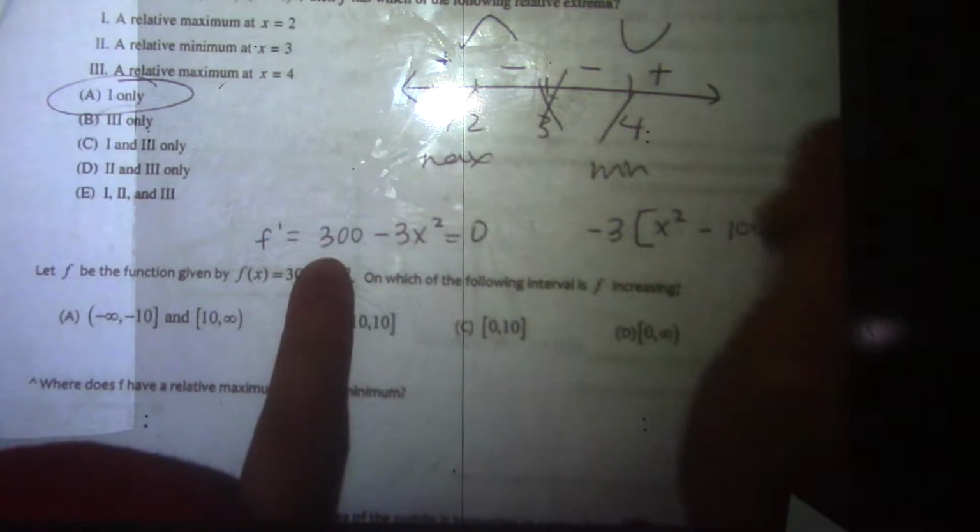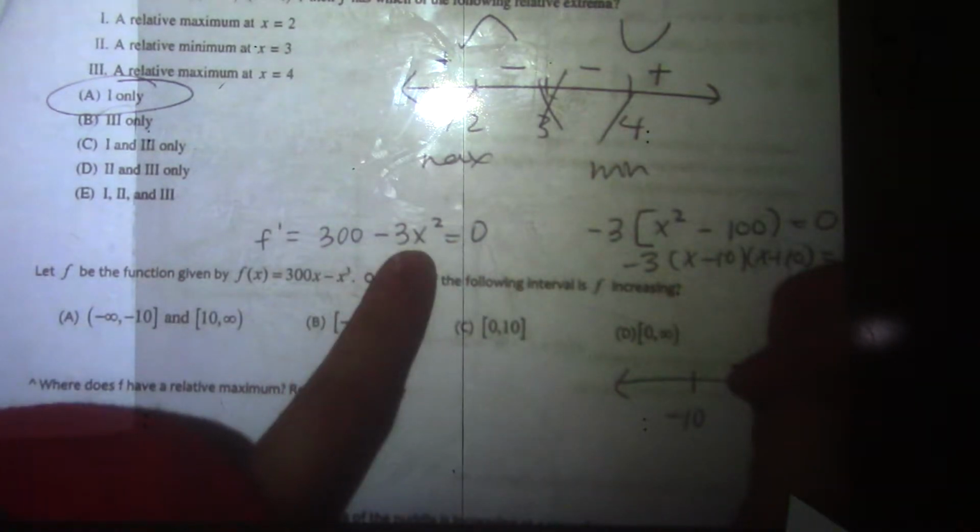Here we want to know where f is increasing, so first start by finding f prime, which is 300 minus 3x squared, set that equal to 0. So I'm going to pull a negative 3 out, and that's going to leave me with positive x squared minus 100. That's x minus 10, x plus 10. And now we make 10 and negative 10. Plug in 0 to our f prime, and our derivative would be positive. So then that means that f is increasing from negative 10 to 10, b.